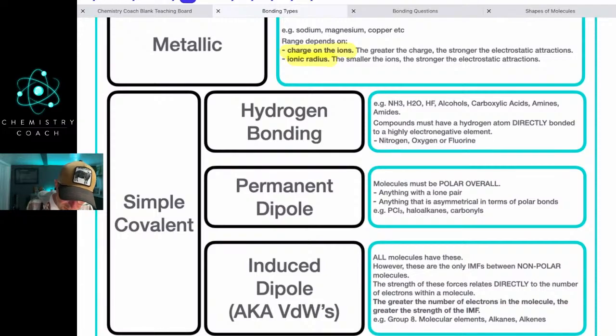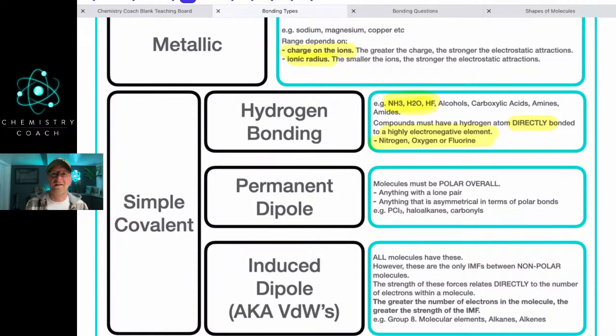So hydrogen bonding, for example, ammonia, water, and hydrogen fluoride. Okay, they are the three big ones, if you like, because compounds must have a hydrogen atom directly bonded to a highly electronegative element, and they are NOF: nitrogen, oxygen, and fluorine. So your typical inorganic molecules that have hydrogen bonding are ammonia, where nitrogen is directly bonded to hydrogen, water, where it's oxygen, and then hydrogen fluoride, where it's fluorine. Those are the only ones that you're going to come across really in inorganic chemistry.